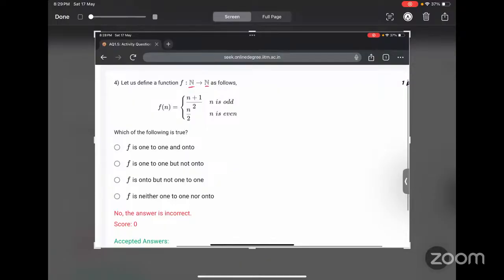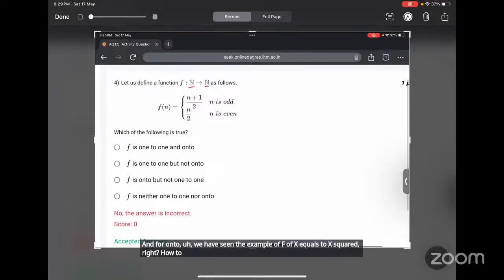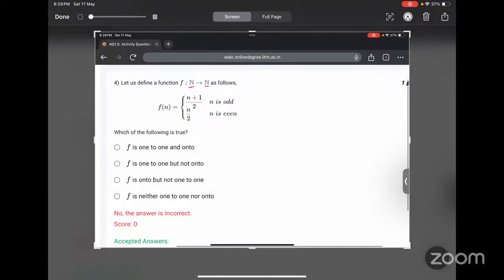And for onto, we have seen the example of f of x equals x square, right? How to prove a function onto: we have to start with any random point in the codomain, and then check whether there is a pre-image for that point or not. I will solve them. Before that, I am giving you some time to solve it.